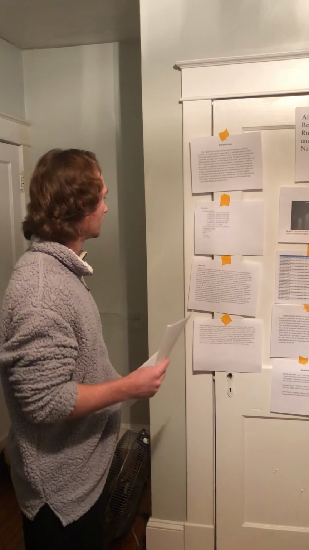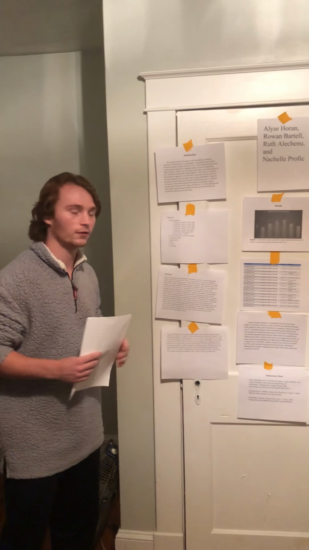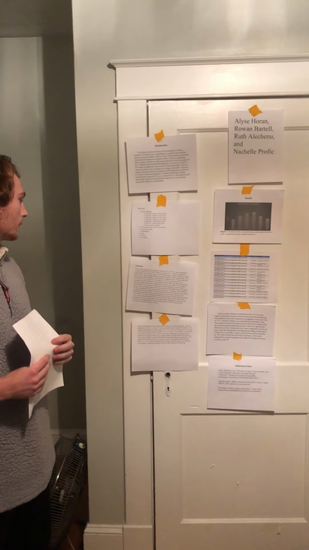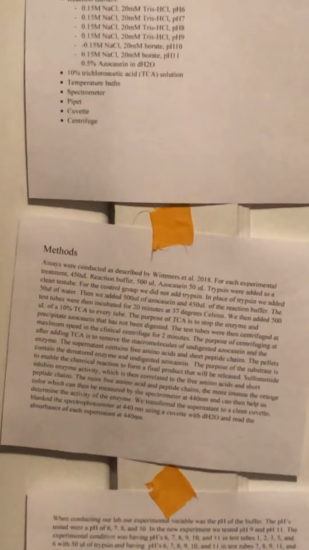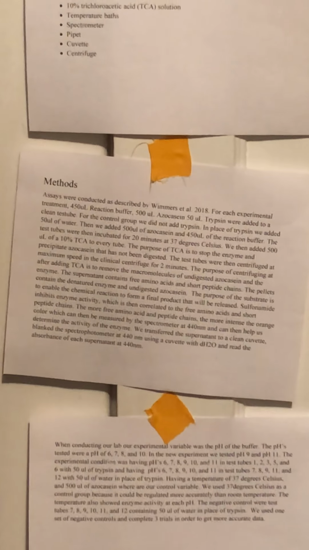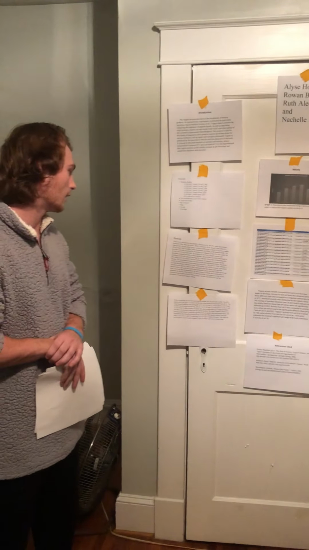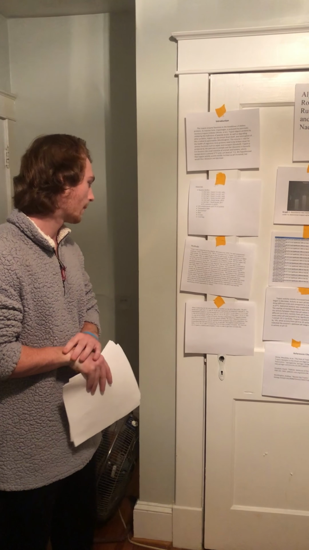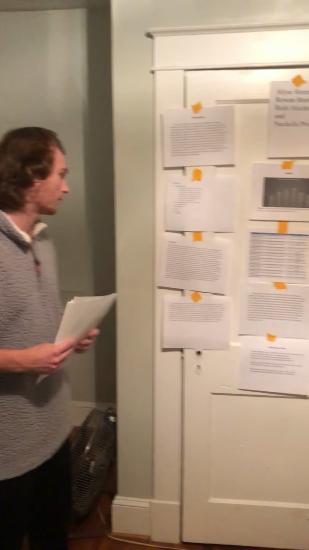and centrifuges. In our methods, for each experiment treatment, we used 450 microliters of a reaction buffer, 500 microliters of azocasein, and 50 microliters of trypsin were added to a clean test tube. For the control group, we did not add trypsin, we only used water. Then we added 500 microliters of azocasein and 400 microliters of the reaction buffer.